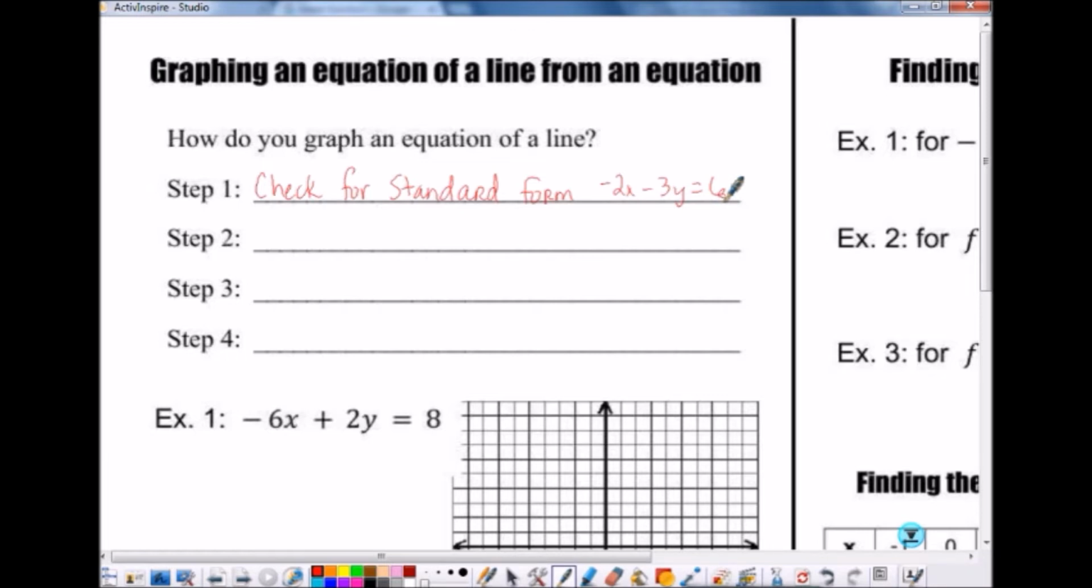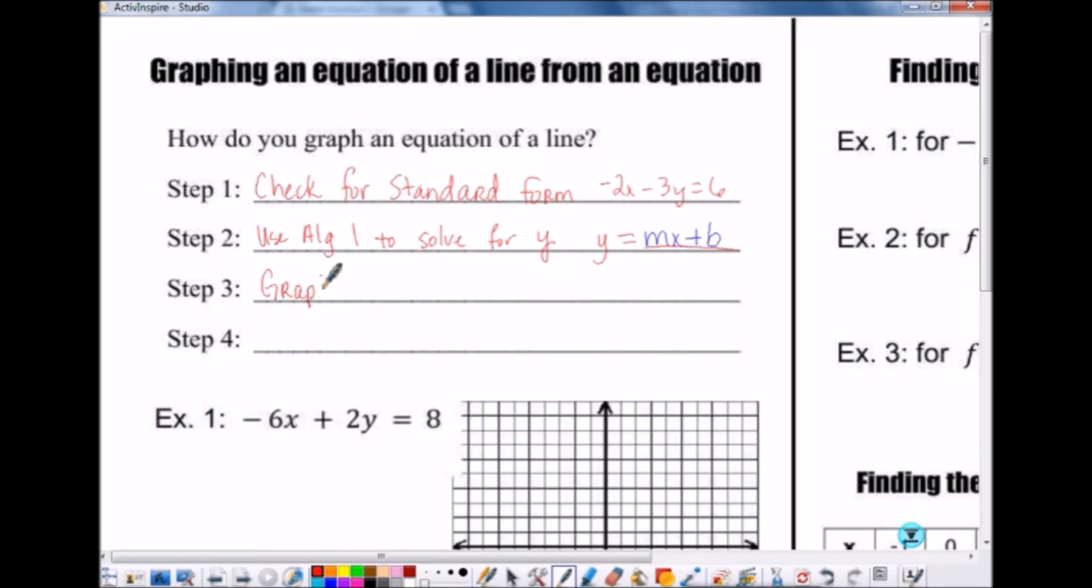Step 2, we're going to use your Algebra 1 skills, and then you're going to solve for y. So you're going to move all this stuff so that it's going to be y equals, and then all this other stuff. Well, all this other stuff is actually going to look like y equals mx plus b. That's why we're going to use our Algebra 1 skills, so that you can, step 3, start graphing it.